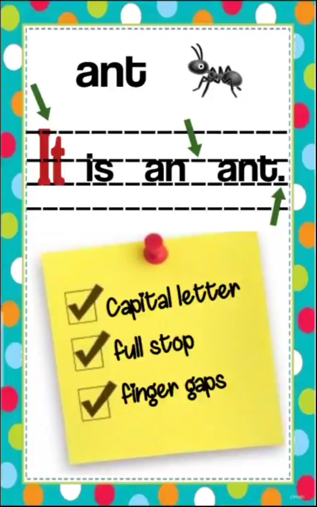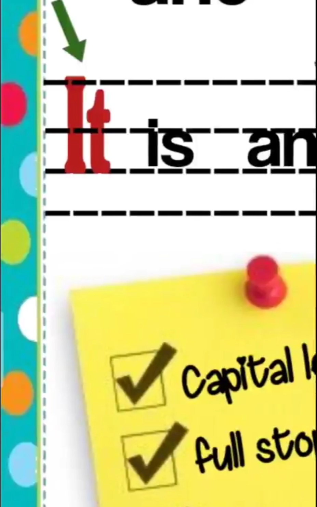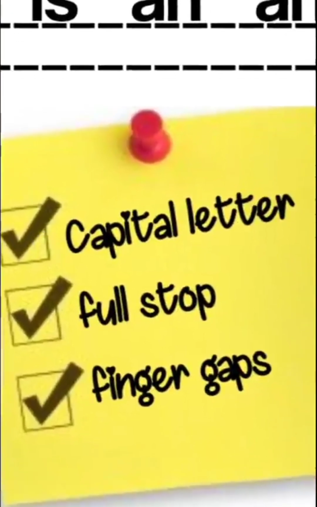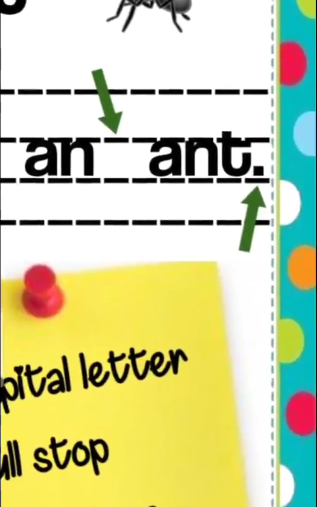Now look here. First of all, you have to remember these 3 points. While you are going to start a sentence, first letter should be capital. While we are writing a sentence, first letter should be capital. I-T, it. I should be capital. Second point is, you have to put a full stop at the end of a sentence. Full stop is a dot.